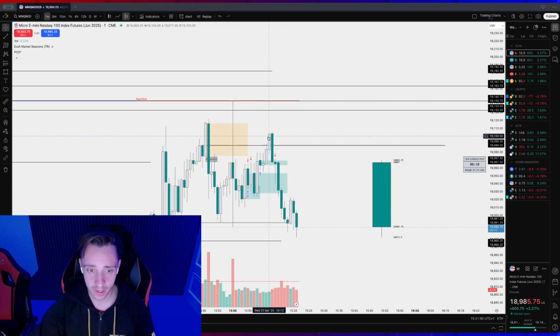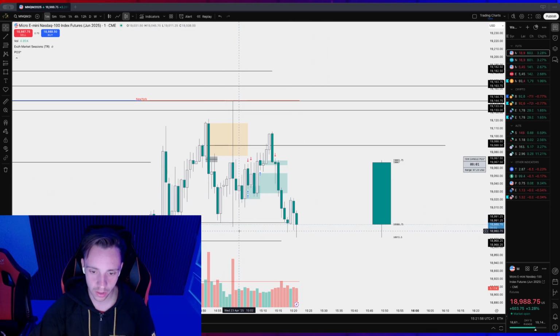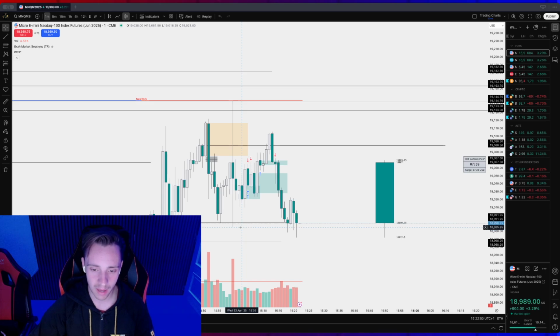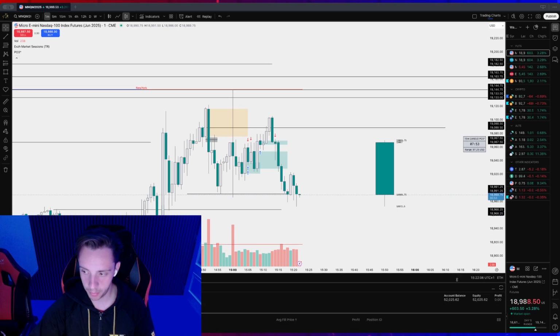I think because we failed to close above this structure right here, it's likely that we go down here to these lows and possibly hunt my stop. So I'm just gonna close it out here for -10 and just be done with my day.